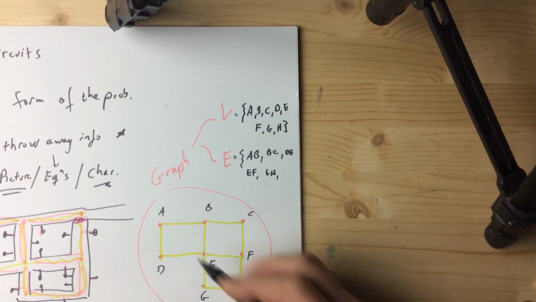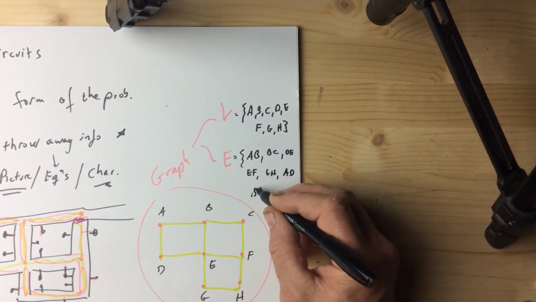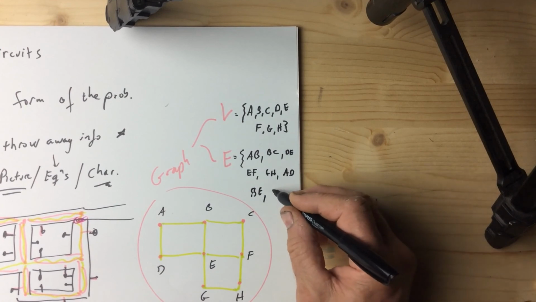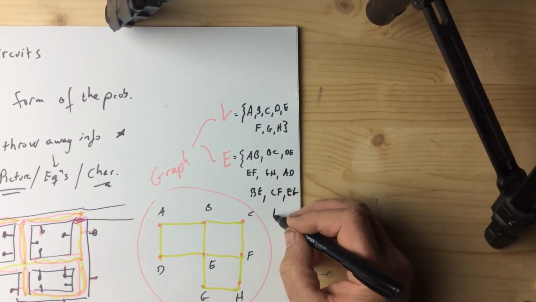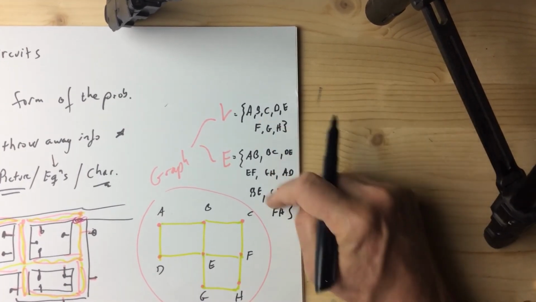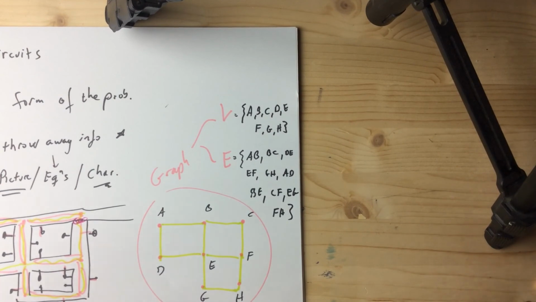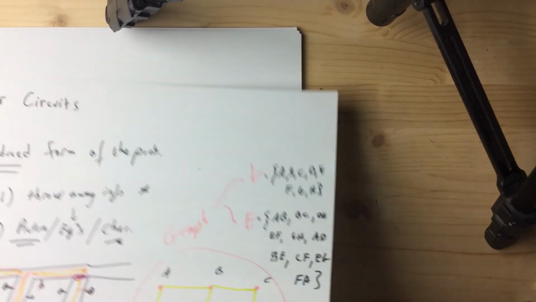Now I'm going to do the vertical ones. AD, BE, CF, EG, and FH. And so this picture is all of these letters put together in some form there. That's kind of weird. But I'm going to demonstrate that this would have been enough to draw it, actually.